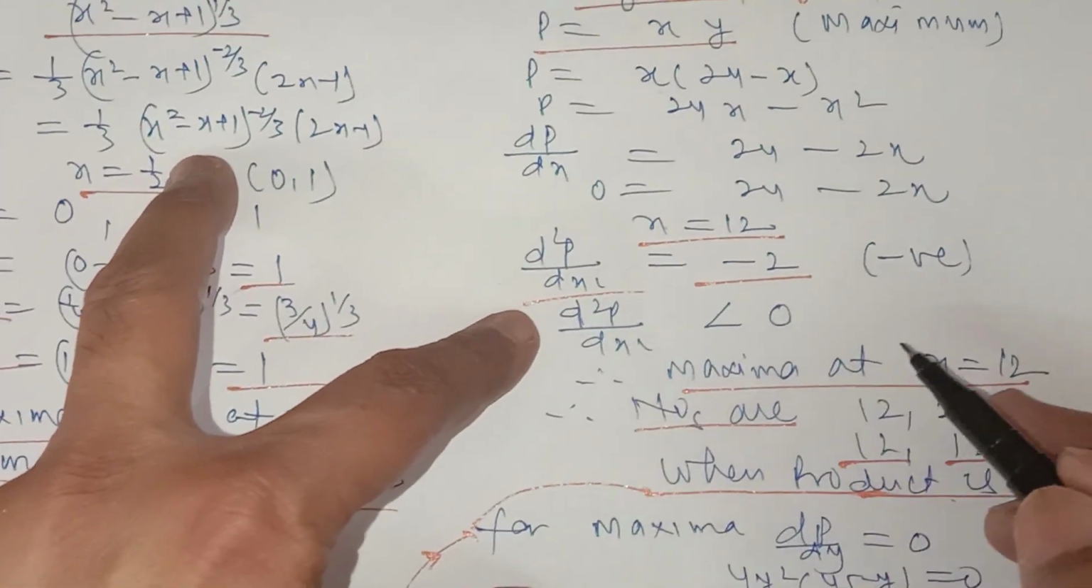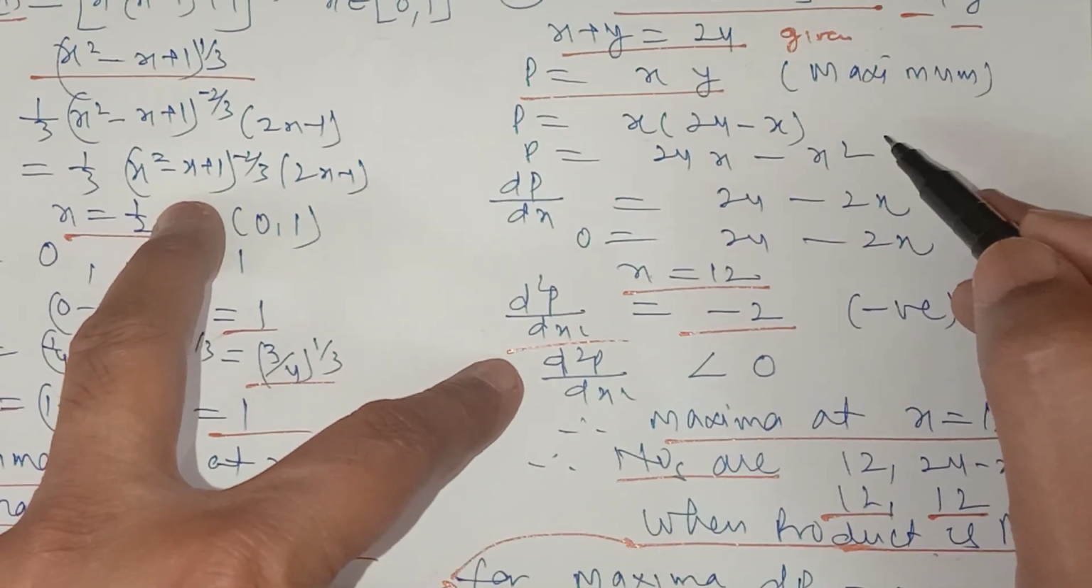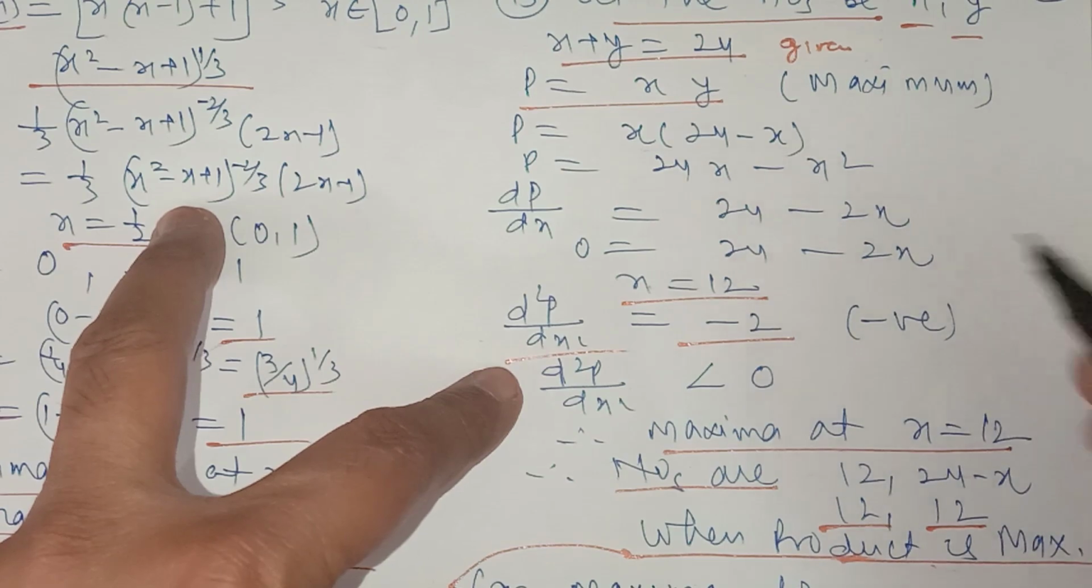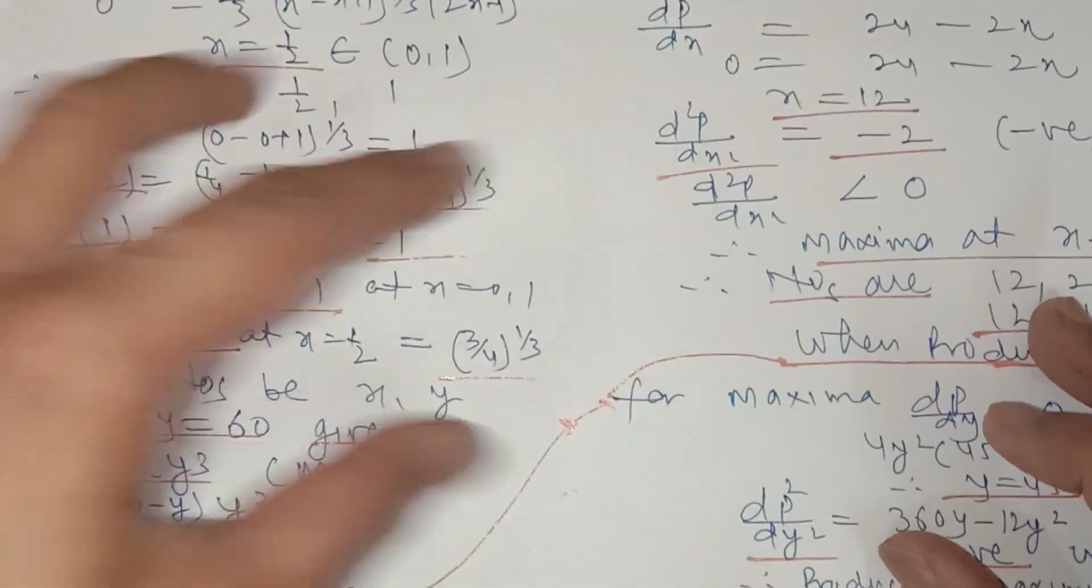So it means if we break 24 into the numbers 12 and 12, then their product will be maximum. This is the method you have to use for these types of questions.